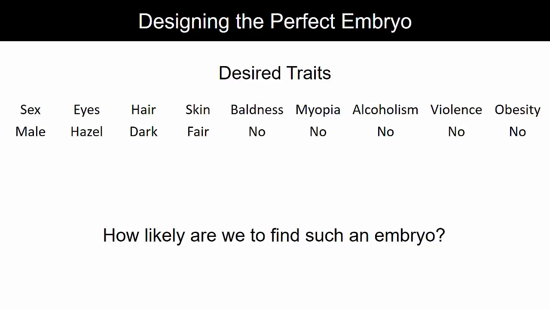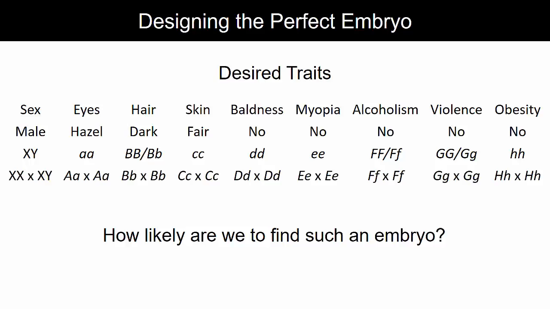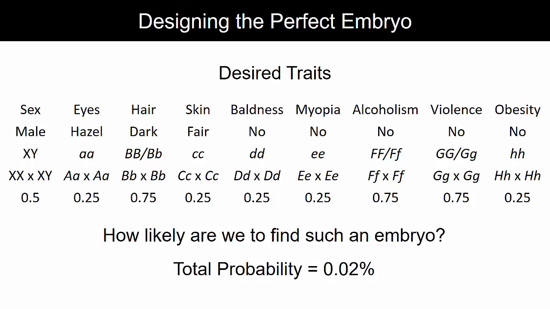How likely is this? We'll say some of those traits require a homozygous recessive genotype, while others can be homozygous dominant or heterozygous. Now suppose the parents are heterozygous for each trait, except sex of course. So we can calculate the probability of having the right genotype for each trait. Multiply them together, and we see the total odds of an embryo having the perfect genotype are 0.02%. You could conceive naturally 1,000 times and never get such a result.